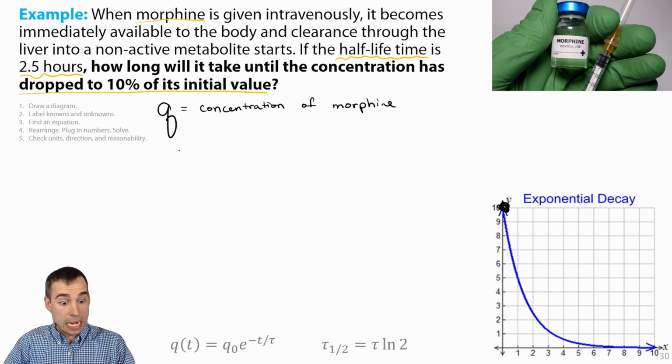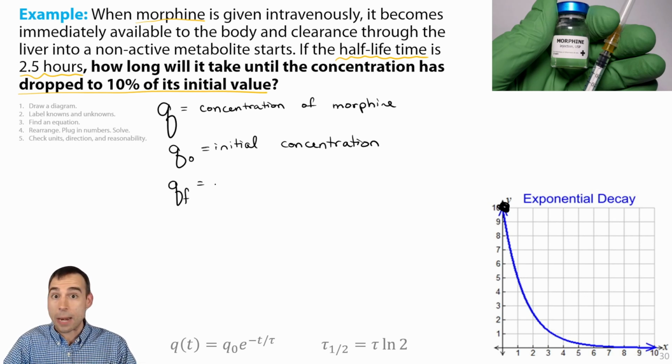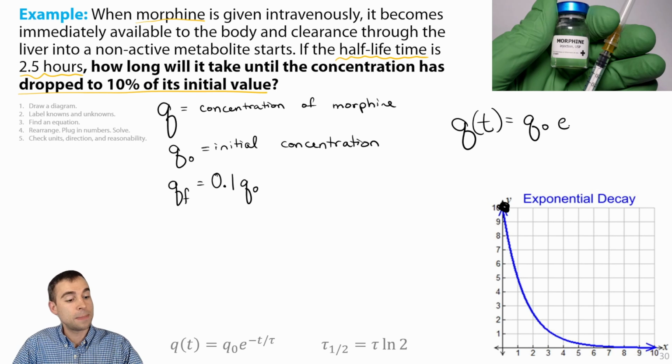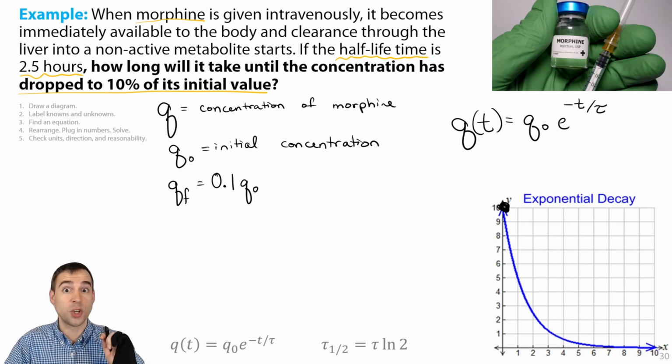And so Q is our concentration of morphine. And in the beginning, we just have some value of Q0. That's our initial concentration. And in the end, we are going to end up having a concentration in our body that is based on that original value. Q final will end up being 10% of what it was initially, so it's got a factor of 0.1 times the initial value. Well, we know for an exponential function that the quantity as a function of time is related to the original value times e to the negative t over tau. That's true for any exponential decay function, by the way.